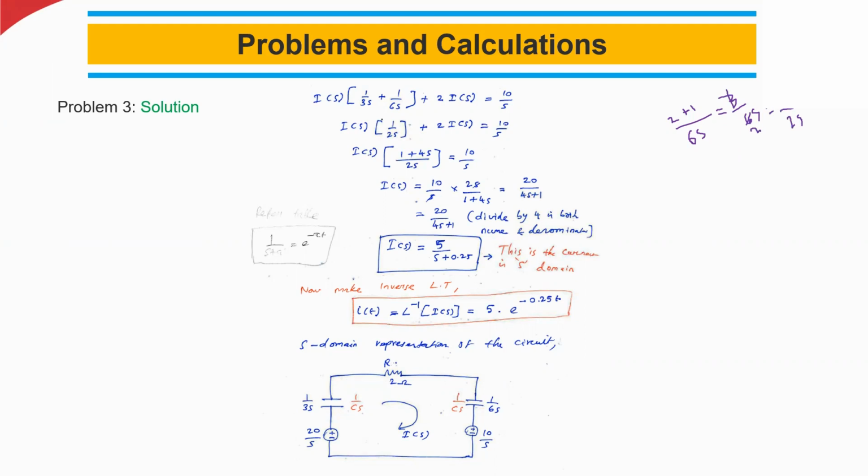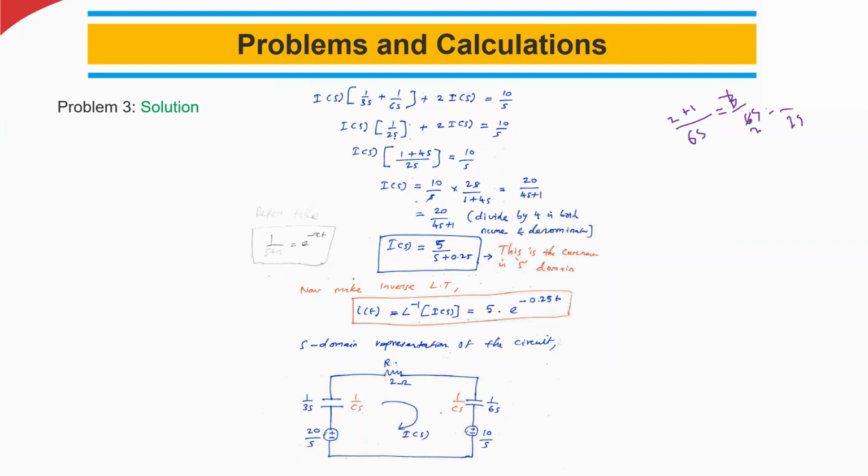I of S times 1 divided by 2S plus 2 times I of S. This is the resistor, the current across the resistor, and equal to 10 divided by S. So again, you can take the I of S as common.